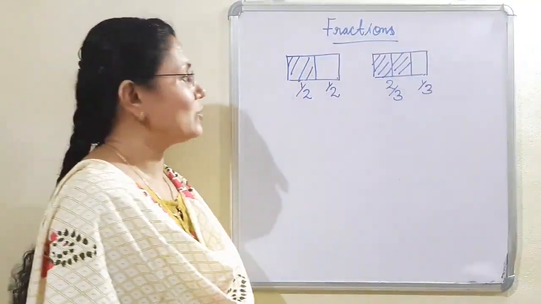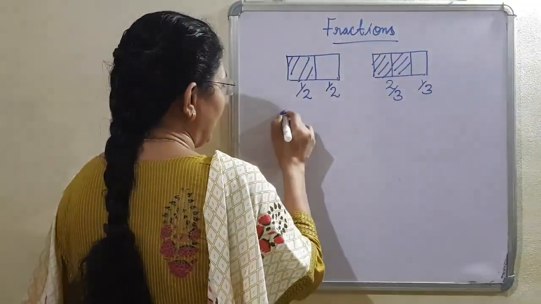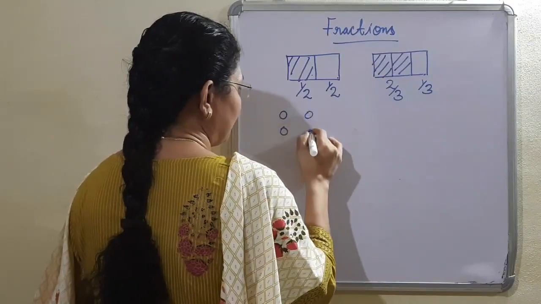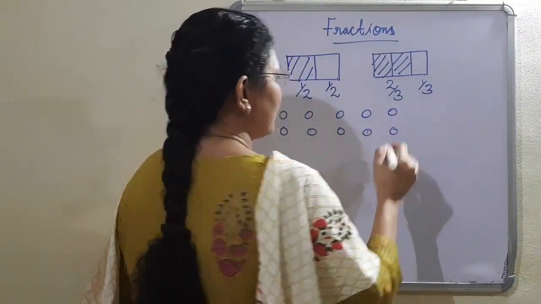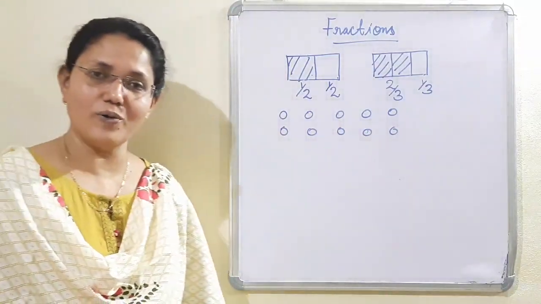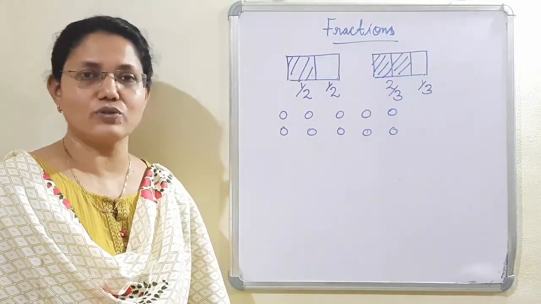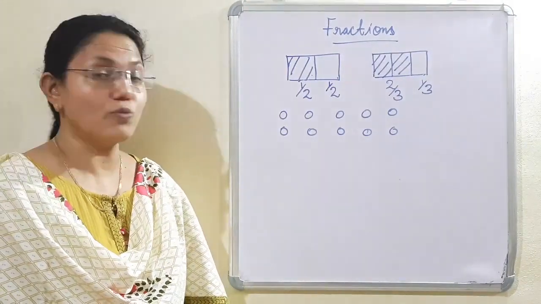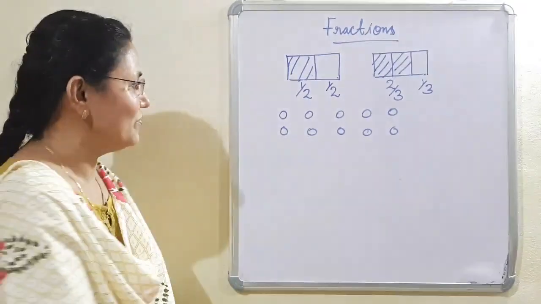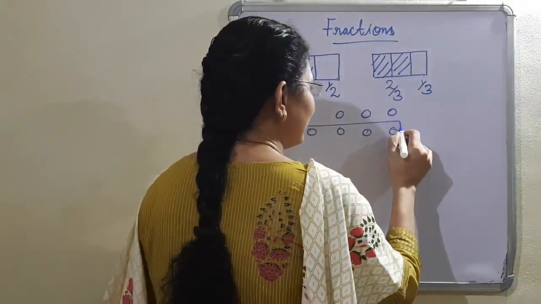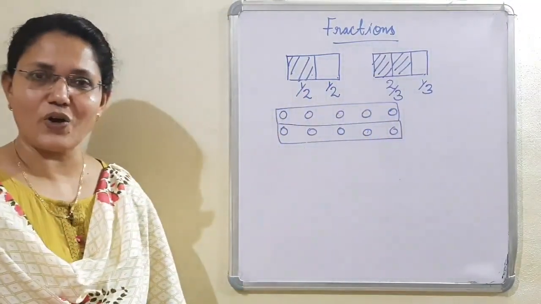And I told you the whole might be a collection of objects also. For example, 10 gems are there. And in a home, there are 2 children. We have to divide it equally for both the children. How can we divide it equally? Yes, we can divide like this. Now, each of the children will get an equal number of gems.